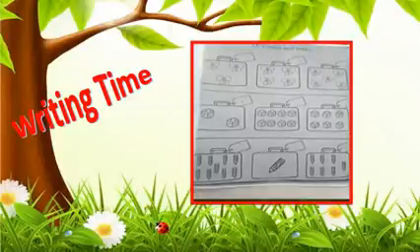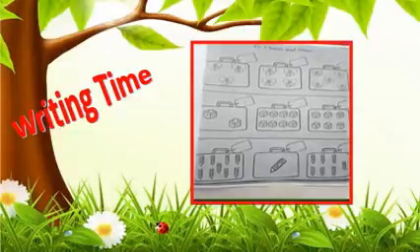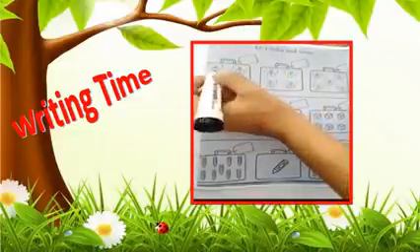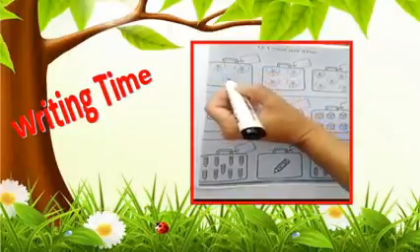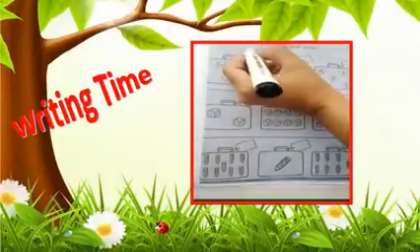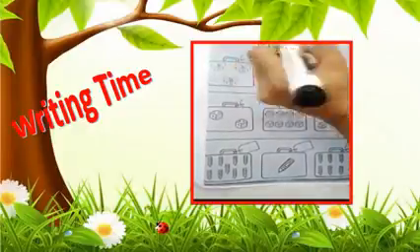Our next activity is count and write. Have a look how many bows are there. Let's count them. 1, 2, 3. Where we have to write 3? In this box. 3. Very good.